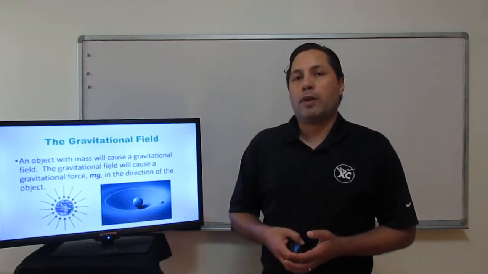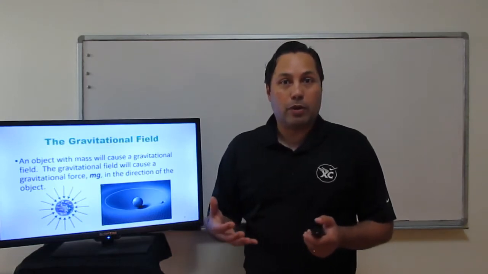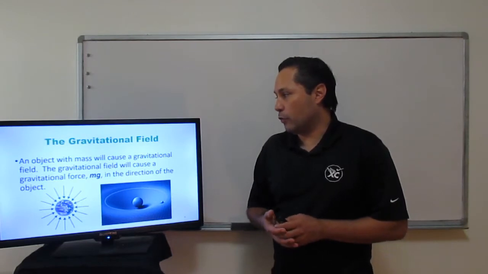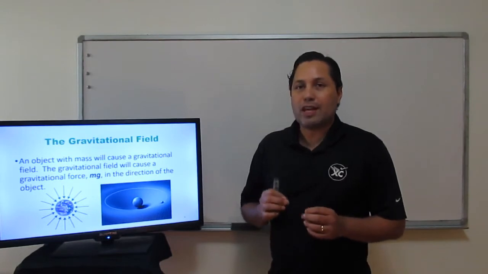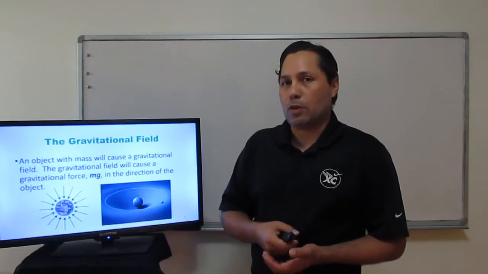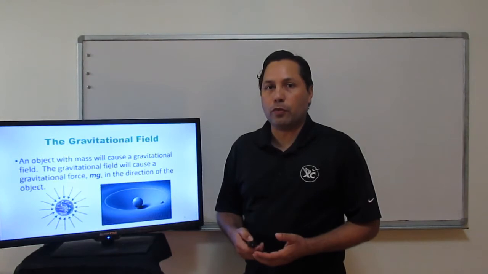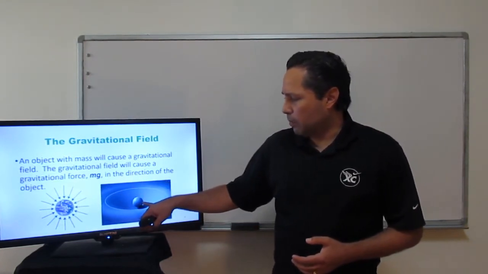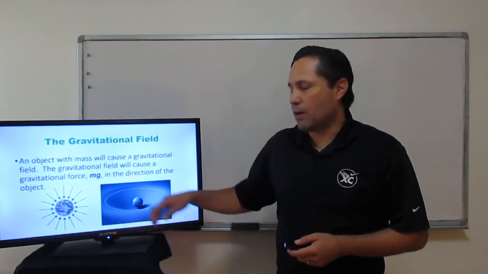Now, let's move along to a gravitational field. Any object that has mass will give you a gravitational field. So it says an object with mass will cause a gravitational field. The gravitational field will cause a gravitational force, which is mass times gravity. So that's how you calculate the force. It is the mass of the object multiplied by the gravity in the direction towards the object that is creating the gravitational field. And here's a neat little picture of, let's say, a planet, and it bends space-time, and that's going to create a gravitational field.